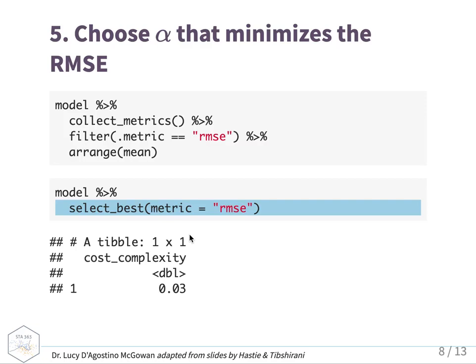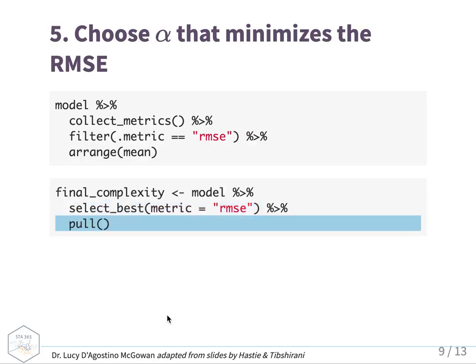There's actually an easier way to do this using tidymodels. There's a function called select_best. And so instead of having to do these 3 lines, you can just pipe your model into select_best. And if you tell it what metric to use, it'll pick the best value. And so in this case, it's going to pick the cost complexity that's associated with the best root mean squared error. And so it picked 0.03 for us.